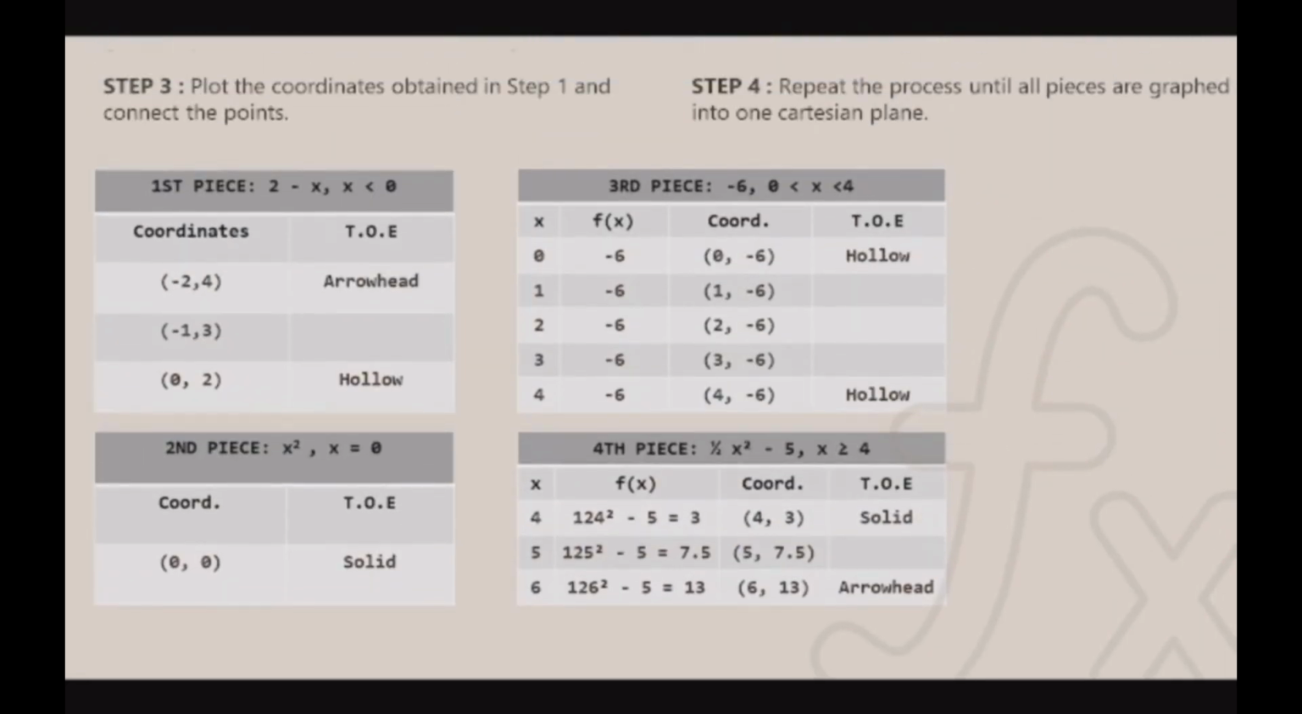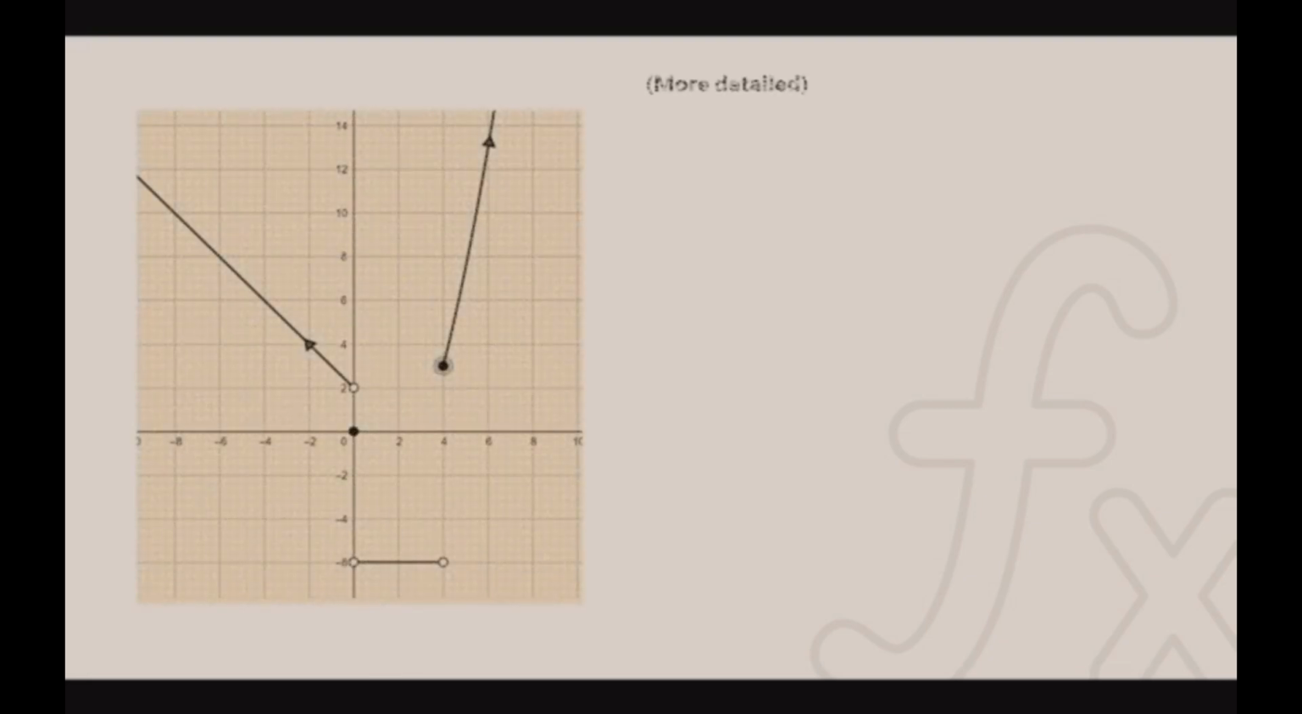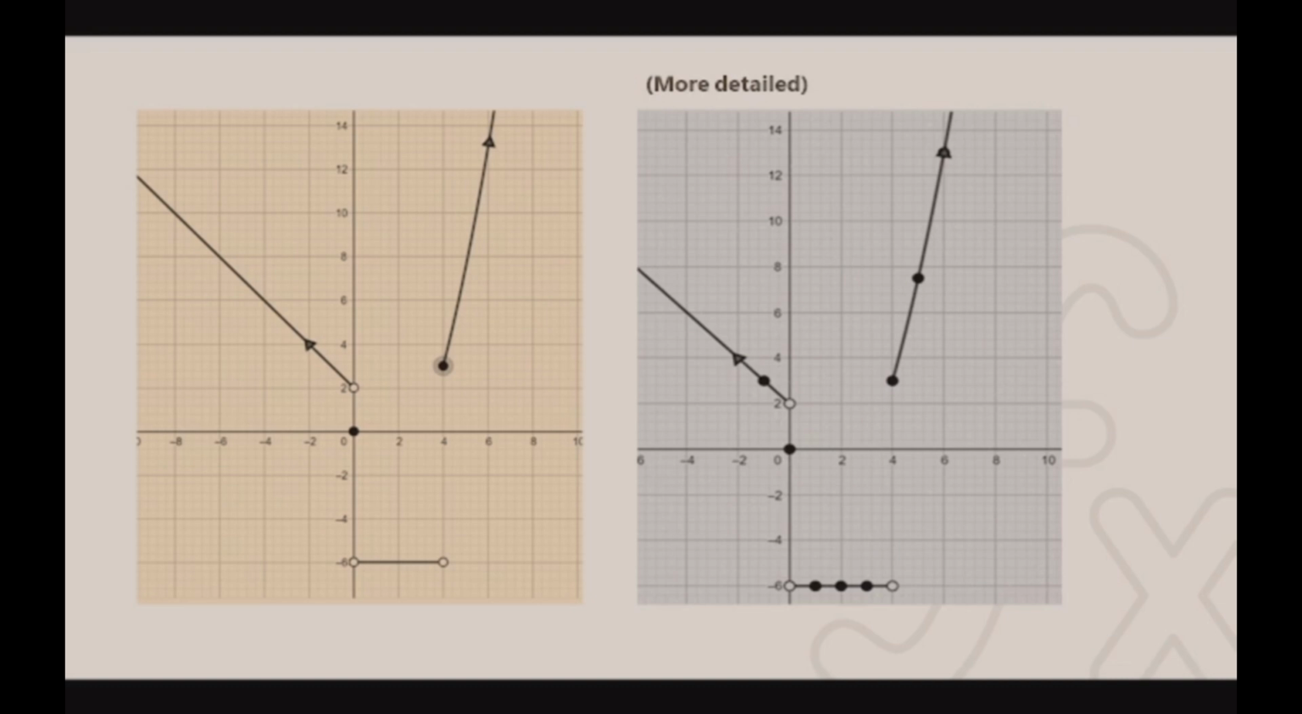Repeat the process until all pieces are graphed into one Cartesian plane. For the graph, let us plot all the coordinates obtained in the first piece, second piece, third piece, and the fourth piece. Here's our graph, and here's a more detailed graph.